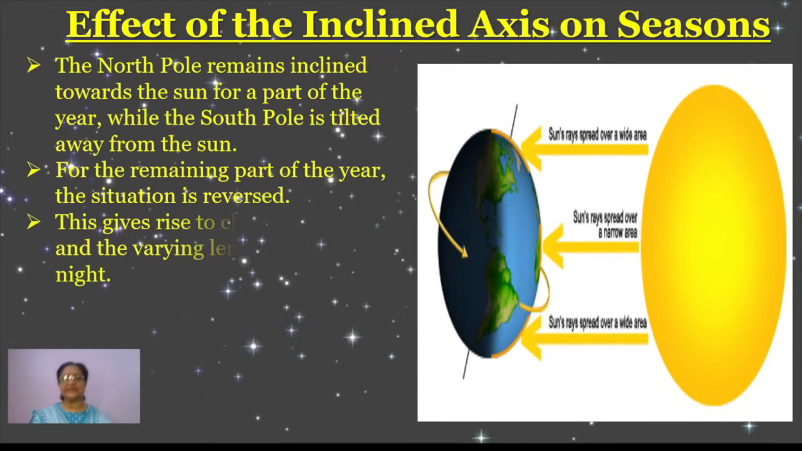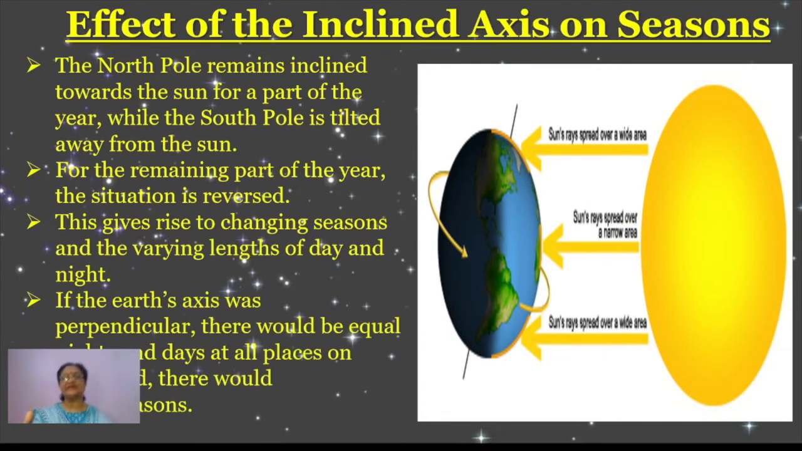Now you can see one thing here, children. Though it is related to the revolution movement, seasons are caused because of that. But yes, one thing we can find here, again the duration of day and night and the duration of seasons also. Okay, let's see. The North Pole remains inclined towards the sun for a part of the year, while the South Pole is tilted away from the sun. Because we have discussed just now that the axis is always pointing towards the same direction. In the same direction it is tilted, right?